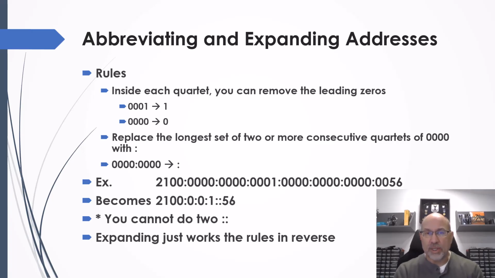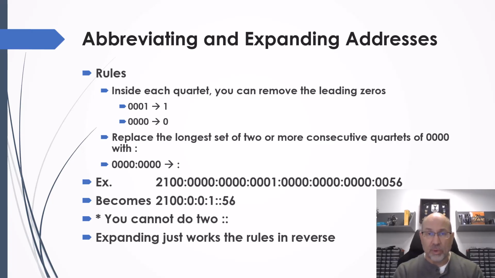Inside each quartet, you are allowed to remove any leading 0. So if you look at a single quartet, remember there are 8 of them, if you have something like 0001, you can convert that to a 1. If you have 4 zeros, you can convert that to a 0. So that's one rule. You can suppress leading zeros in any quartet.